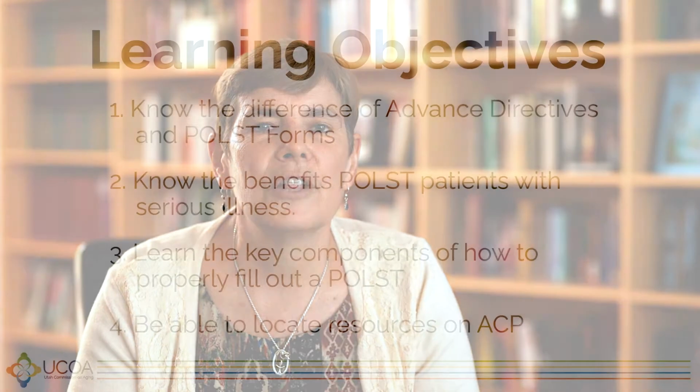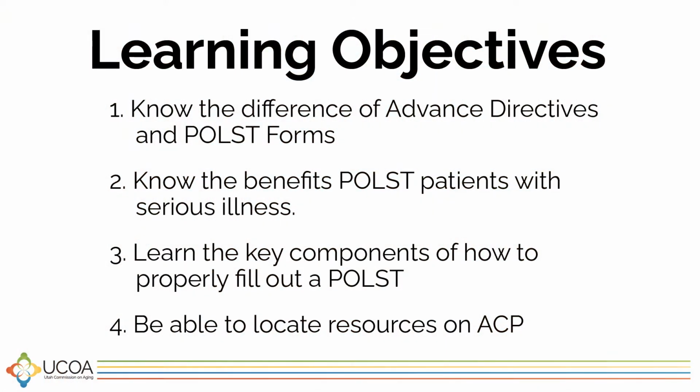I'm here to talk about advanced care planning and how to fill out a POLST form, Provider Order of Life-Sustaining Treatment, with patients who have serious illnesses. The learning objectives are to know the difference between an advance directive and a POLST form, knowing the benefits of a patient having a POLST, as well as the key components of how to properly fill the POLST form out. There are many resources available on advanced care planning and how to fill out the Provider Order of Life-Sustaining Treatment, and we will be reviewing that.